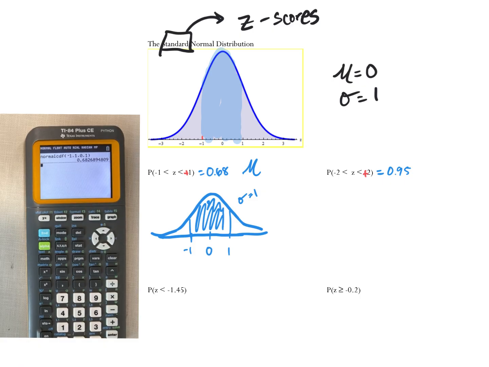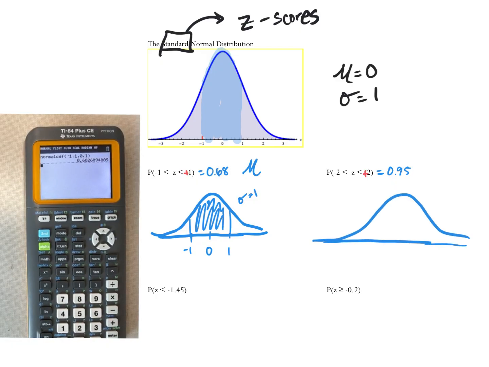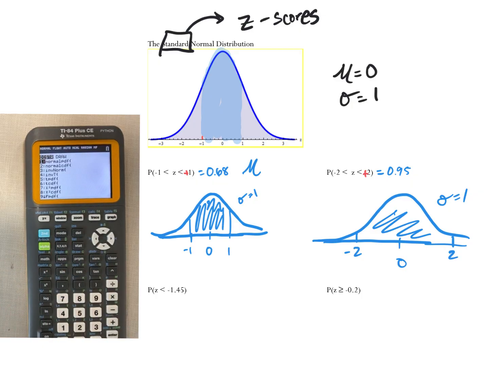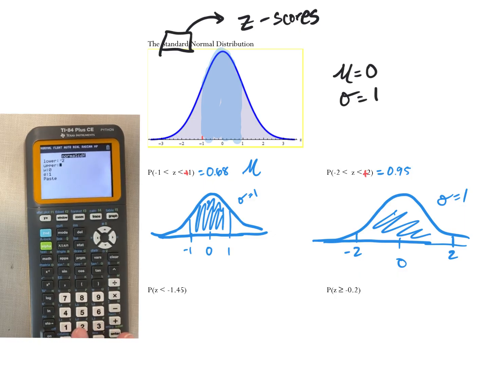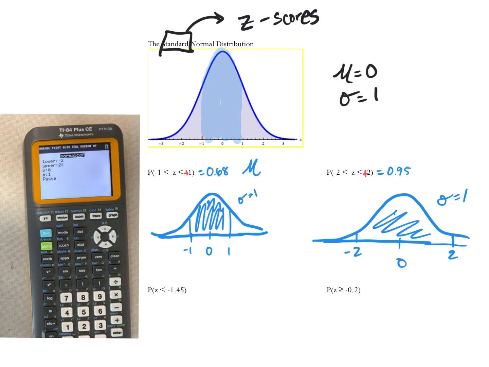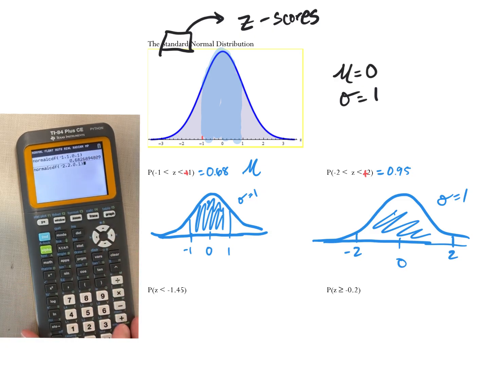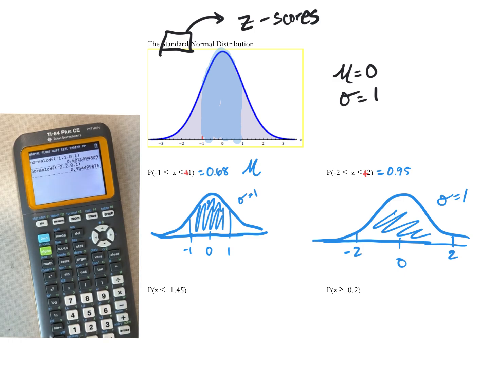Is everybody good? So if I were going to do this next one, shading in that center. Again, what are we expecting here? In my calculator, I'm going to put my lower to be -2, my upper to be +2. I would expect my answer to be pretty darn close to 95%. And lo and behold, 0.954.